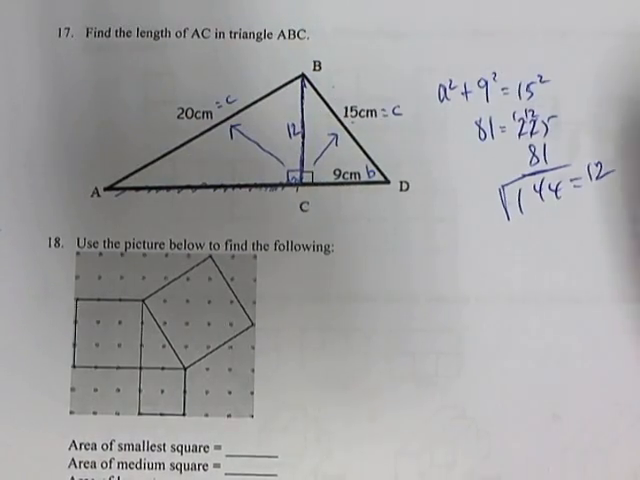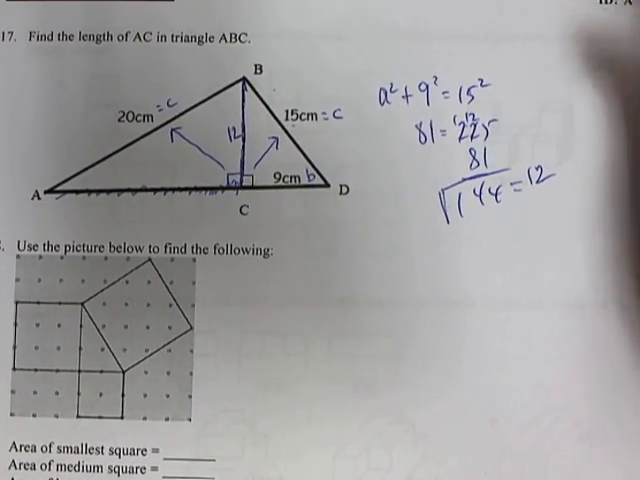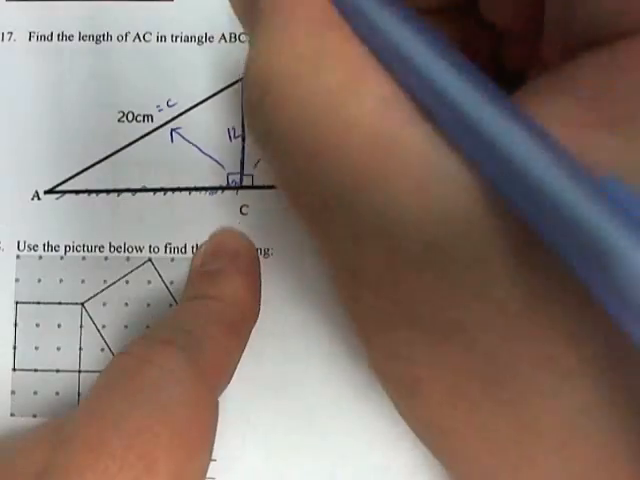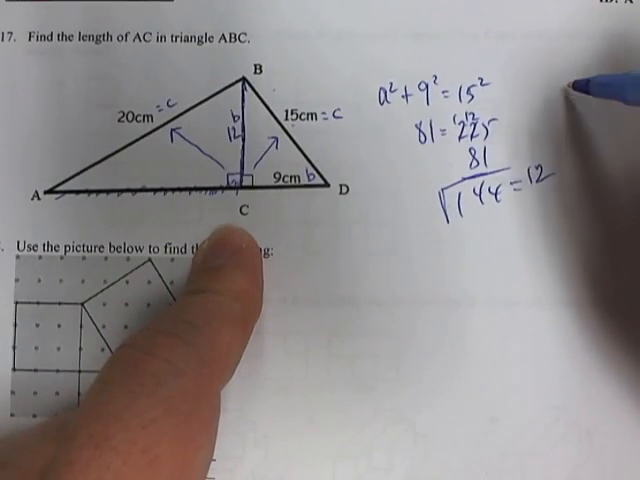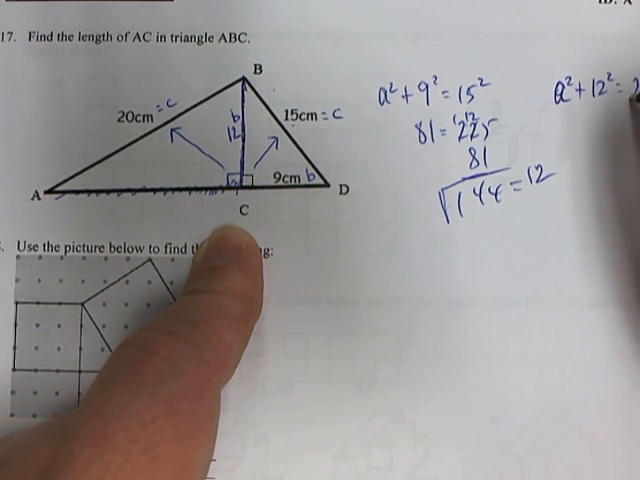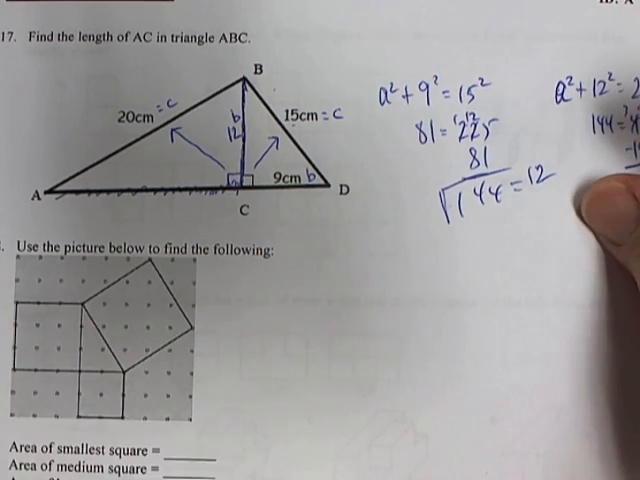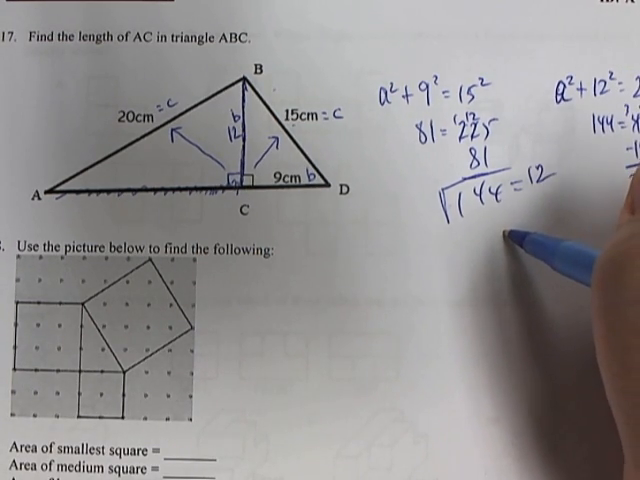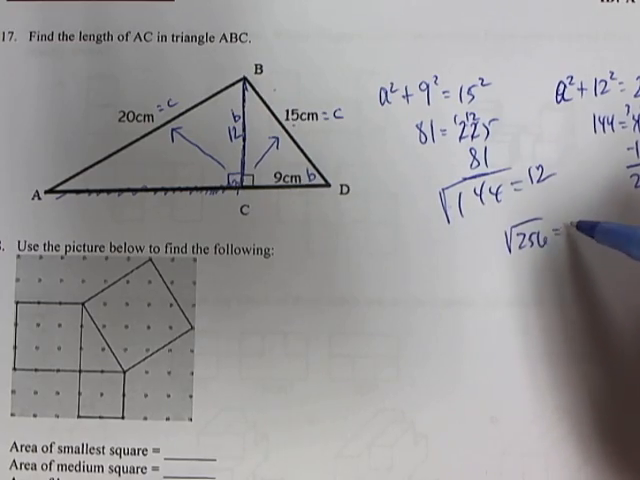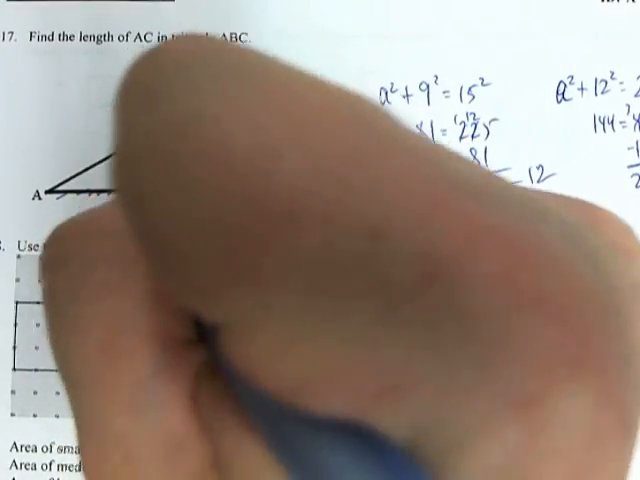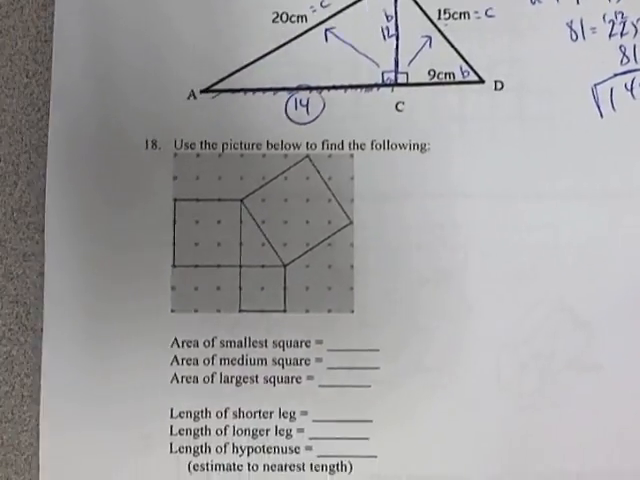So let's use the Pythagorean theorem one more time. We'll call this 12 B. So we have A squared plus 12 squared equals 20 squared. So 12 squared is 144, and 20 squared is 400. I need to subtract and then take the square root. I get 256. So the square root of 256 is 14. So AC has a length of 14, and that's your answer.